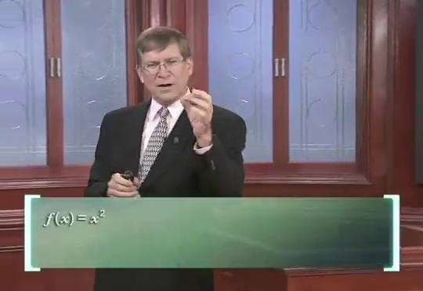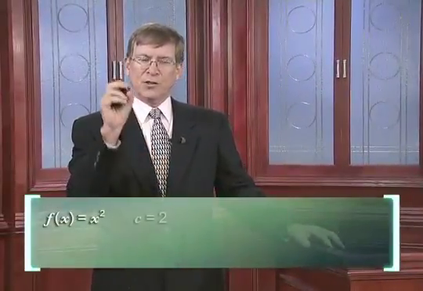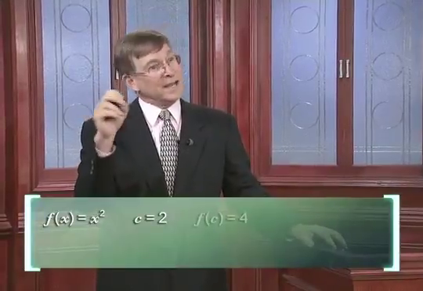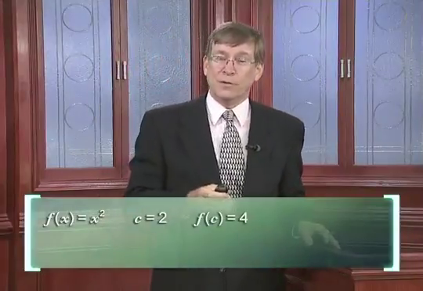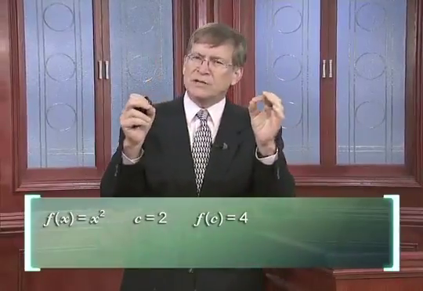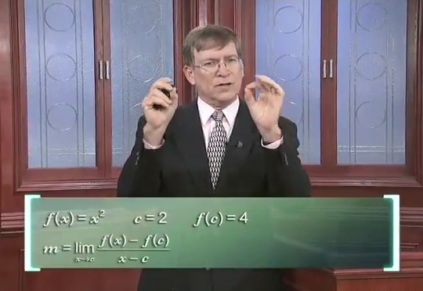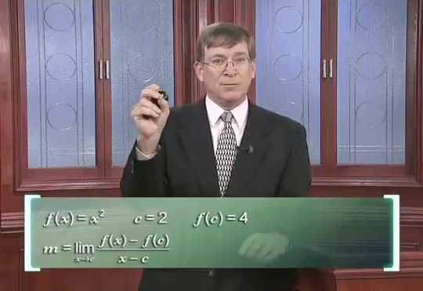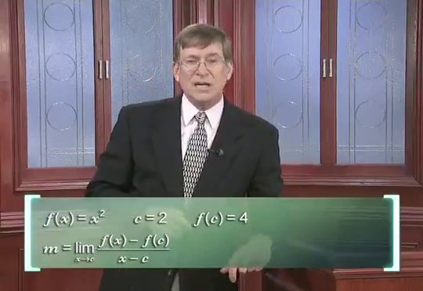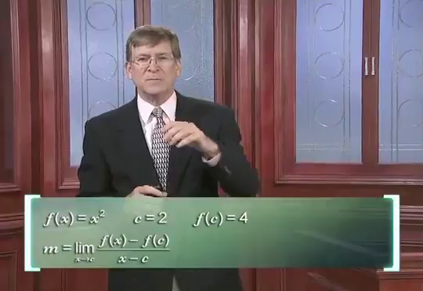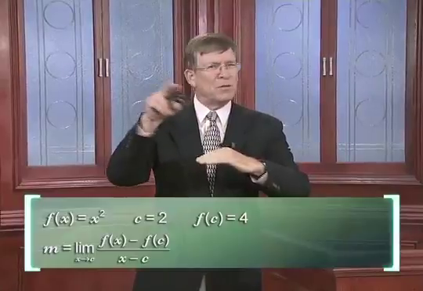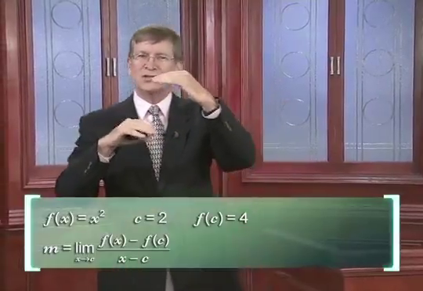The function we dealt with there was f of x equals x squared. The point was c equals 2. That was where we wanted to find the tangent line. And f of c, the function value there, was 4. So that previous limit that we just looked at can be written as follows. Slope equals the limit as x approaches c. Remember, c is 2. The numerator is f of x minus f of c, and the denominator is x minus c. It's the difference in the y values over the difference in the x values. Keep that in mind throughout. That is how we define slope.